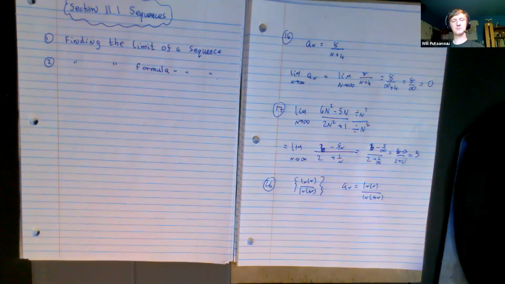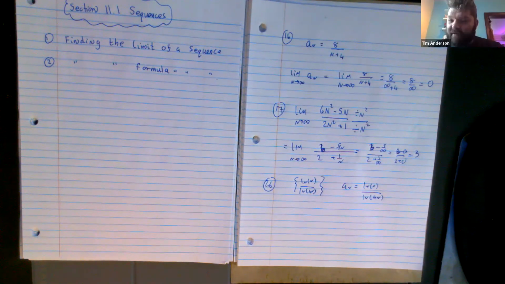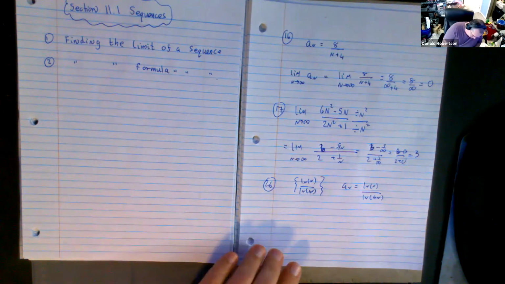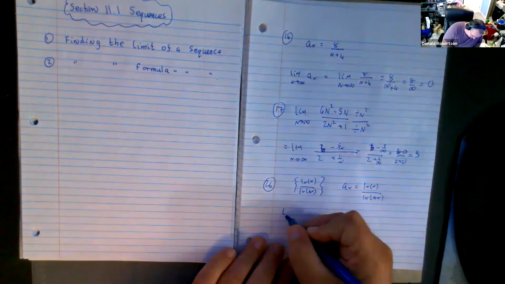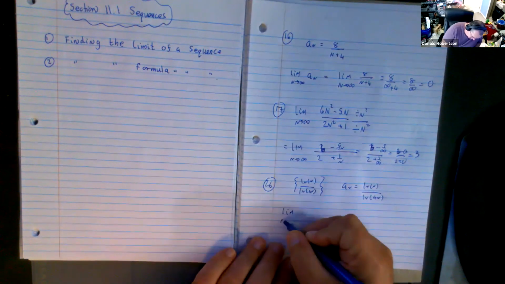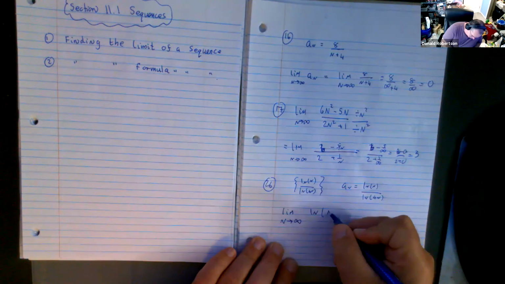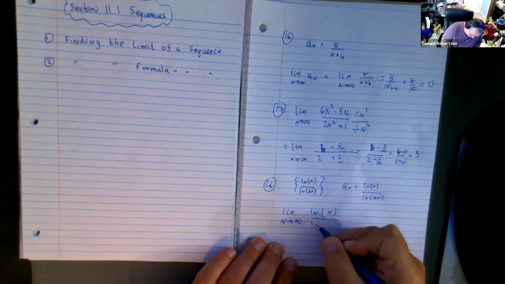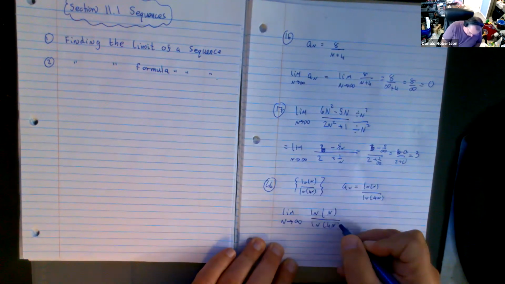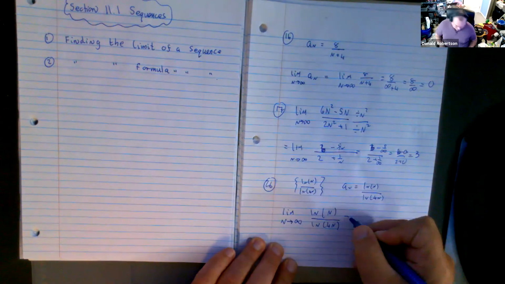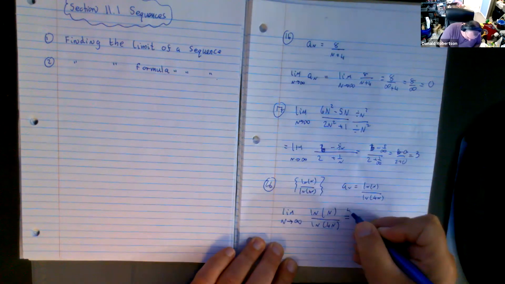L'Hopital's. Is that the natural log of n over the natural log of 4n? It is, and I am going to use L'Hopital. So it's going to be the limit as n tends to infinity of the natural log of n over the natural log of 4n. And since I'm going to do L'Hopital, I'll put a little L to tell people that's what I'm going to do.